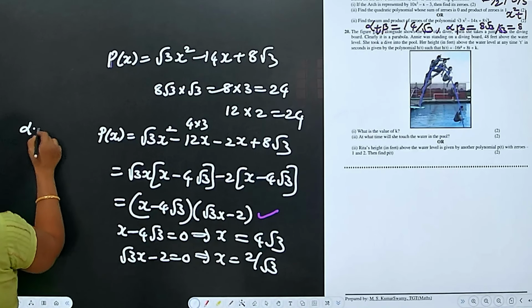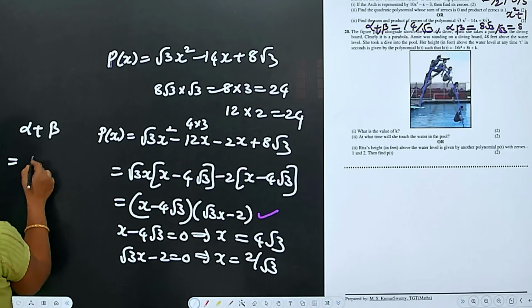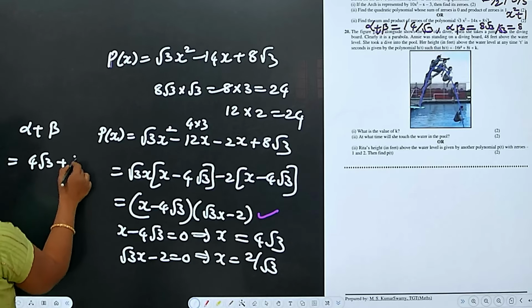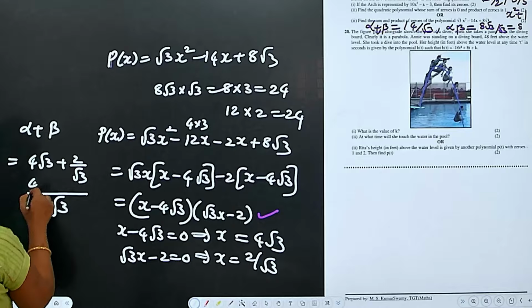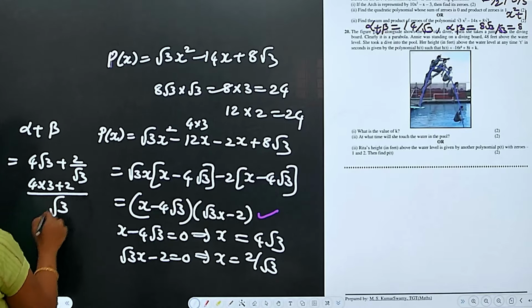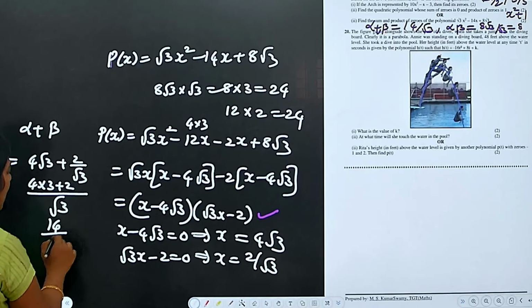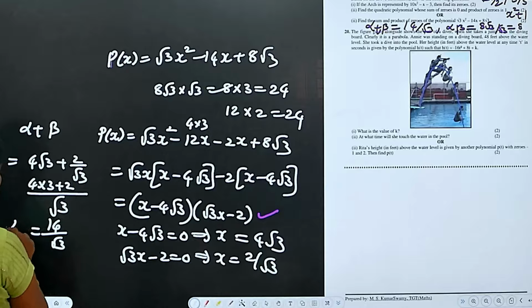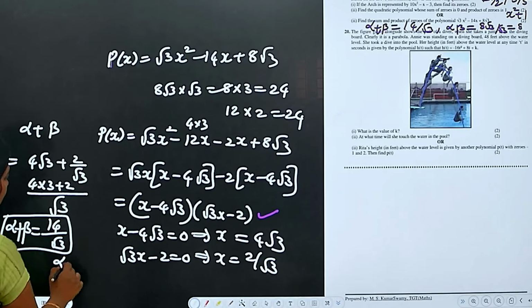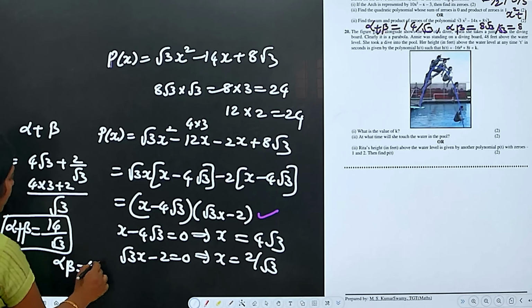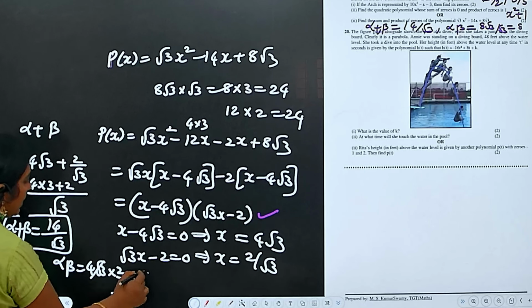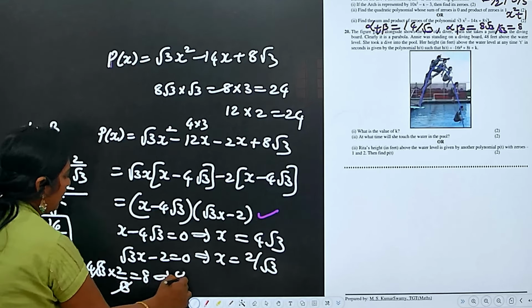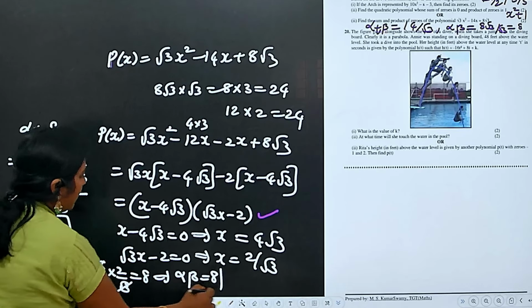root 3 x minus 2 ఈక్వల్ టు 0 అన్నప్పుడు x ఈక్వల్ టు 2 by root 3 వస్తుంది. అప్పుడు ఆల్ఫా ప్లస్ బీటా ఈక్వల్ టు 4 root 3 plus 2 by root 3. root 3 is the LCM, 4 into 3 plus 2. ఇప్పుడు కరెక్ట్ వస్తుంది, ఈక్వేషన్ నుండి కూడా కరెక్టే వస్తుంది. ఈక్వేషన్ నుండి ఆల్ఫా బీటా ఏమవుతుంది? 4 root 3 into 2 by root 3, root 3 క్యాన్సల్, 4 2s are 8, అంటే ఆల్ఫా బీటా ఈక్వల్ టు 8.